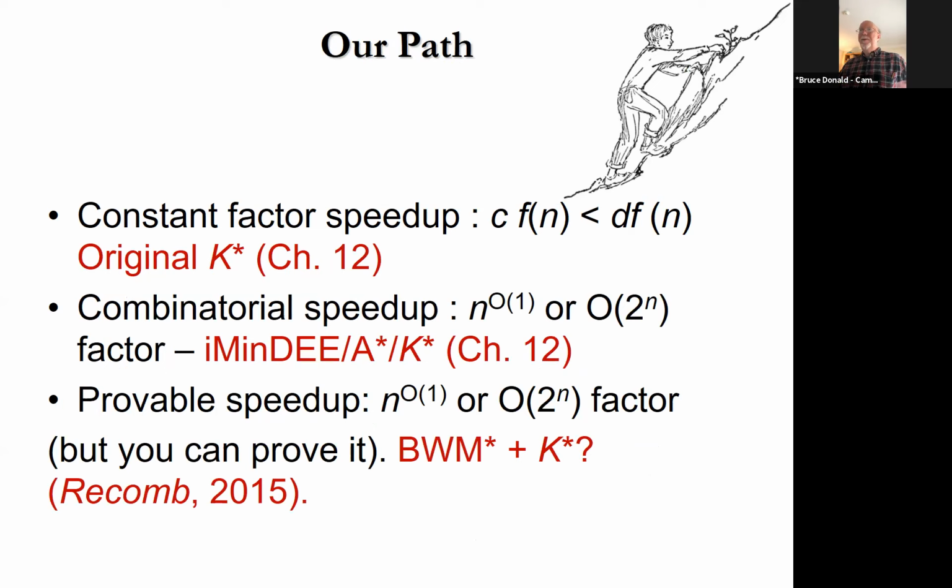All right, and some examples here. Today I'll do constant factor speedup, and I'll hint at why you can get a combinatorial speedup. But I will go through this in some detail.